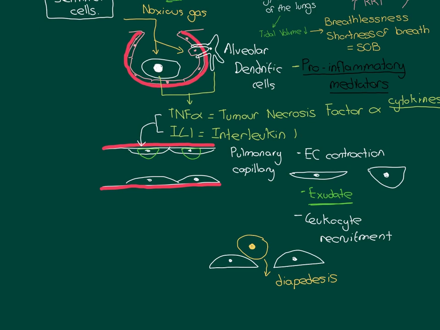Okay, so let's just summarise what we've seen so far then. We brought in this noxious gas, it has activated our sentinel cells. Our sentinel cells have released these very famous pro-inflammatory cytokines, TNF-alpha and interleukin-1, and these go to the endothelial cells of the pulmonary capillaries and change their behaviour. They make them contract, and they make them start to recruit white blood cells, and this leads to the formation of an exudate along with the recruitment of white blood cells into this connective tissue underneath the alveolus here.